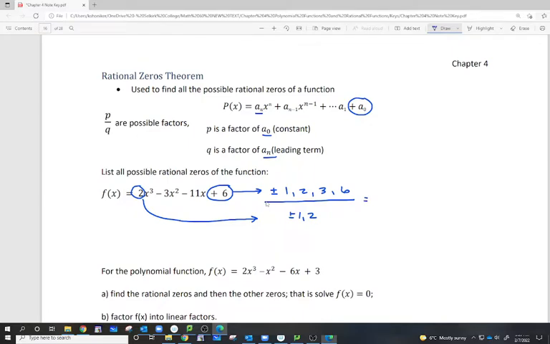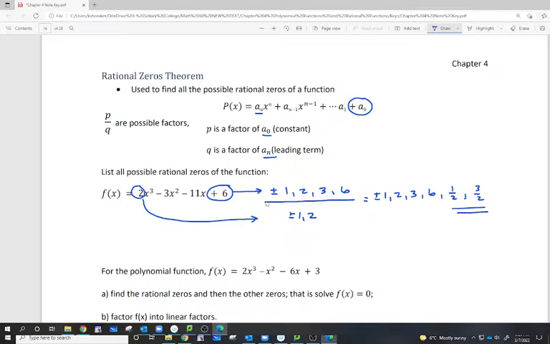So you divide. The nice thing is that all of these are, of course, correct because you're dividing by 1. So potential zeros are plus or minus 1, 2, 3, and 6. And then you also divide by 2. So a half. 2 divided by 2 is 1, we already have that one. 3 divided by 2. And 6 divided by 2 is 3, which we already have. So there are 4 new zeros that we didn't try before.